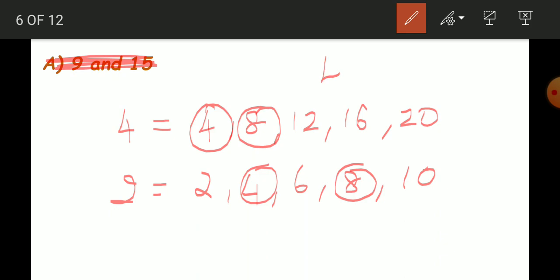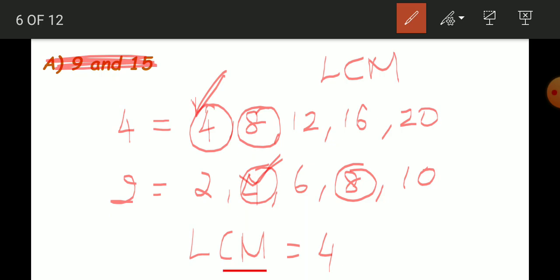But LCM means least common multiple. So which is the least number here? 4 is the least number, right? So LCM is 4. Even though you have so many common multiples, the first common multiple will be the least common multiple. Okay, so that is what you have to write as the answer.